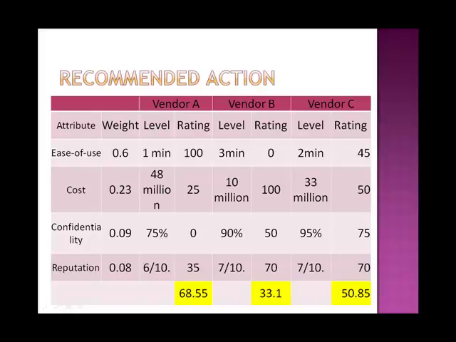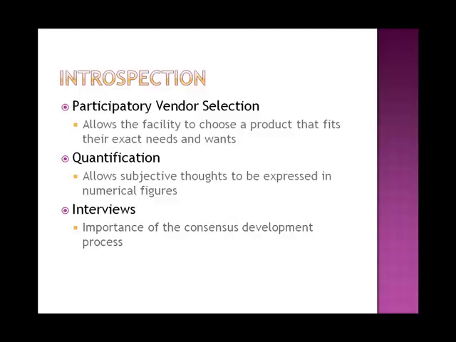To find the total rating of a vendor, each attribute's ratings are multiplied by that specific attribute's weight. This is done for all 4 attributes, then those numbers are added together to get a final total. The higher the final total, the better the choice is. The final totals are shown here in yellow. According to all this information, Vendor A is the best option for this particular healthcare facility to choose, since their score of 68.55 is higher than both Vendor B's 33.1 and Vendor C's 50.85.